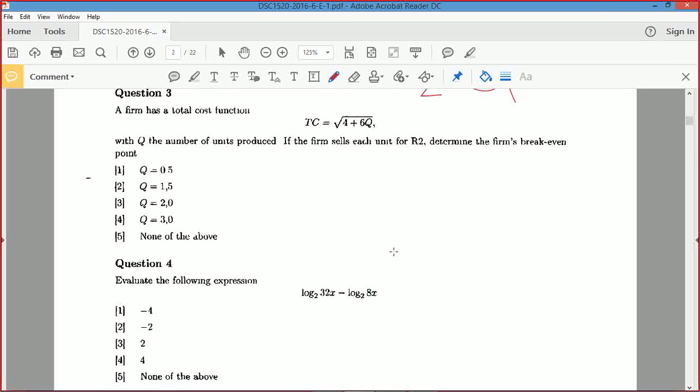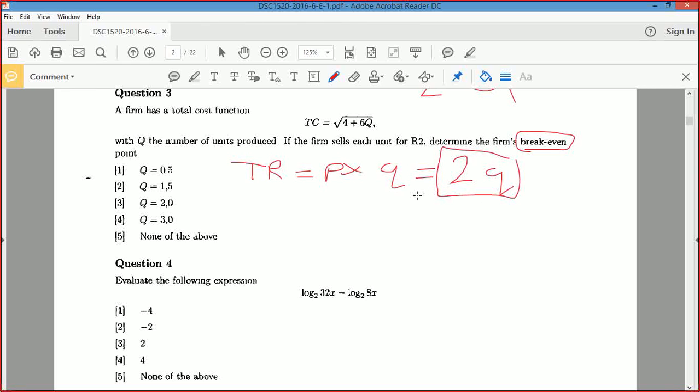Question 3. What's the focus here? Determine the break-even points. Exactly. So how do I get break-even points? That's where total cost is equal to total revenue. Exactly. Do I have total revenue? No, you've got total cost. Correct. So total revenue is price times quantity. Exactly. What is the price? 2. What is the quantity? Q. There's my total revenue.